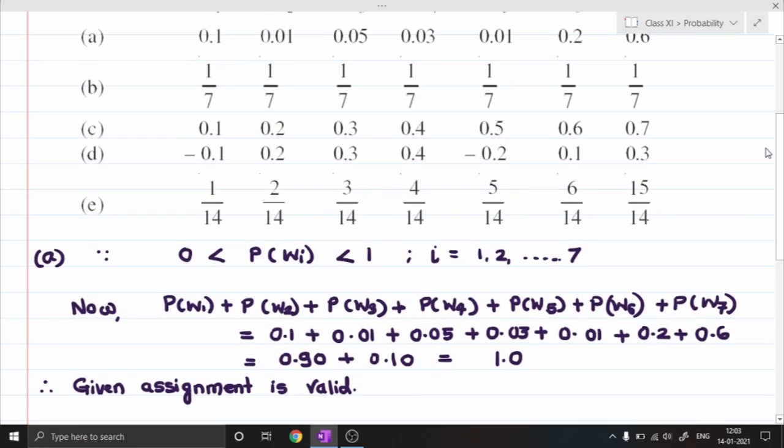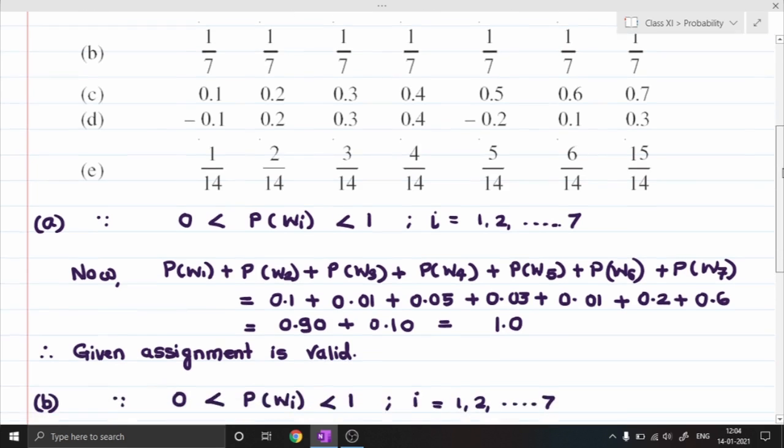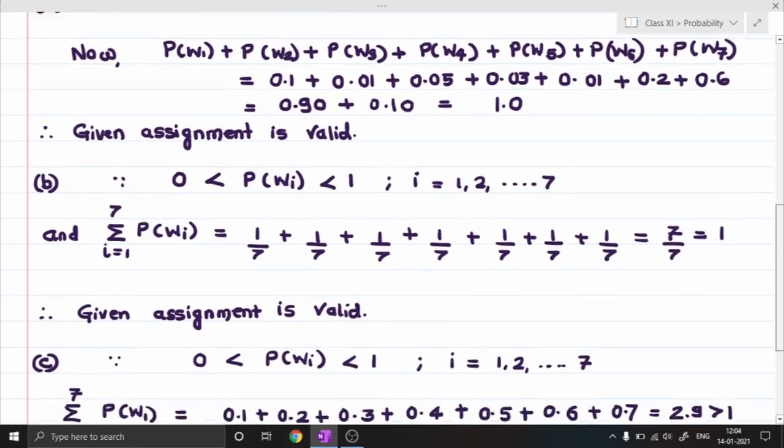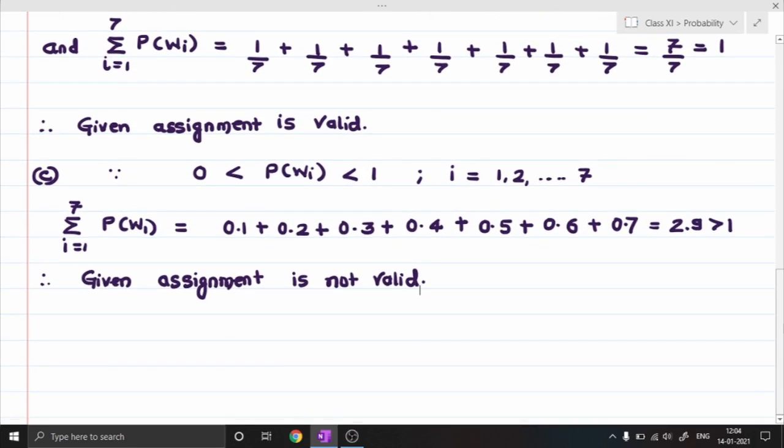We are looking at the assignments over there, but only condition number 1 is not followed, because look at PW1 and PW5. That is minus 0.1 and minus 0.2. So we can say that these two assignments are negative. Sorry, these two outcomes are negative. Therefore, the given assignment is not valid.